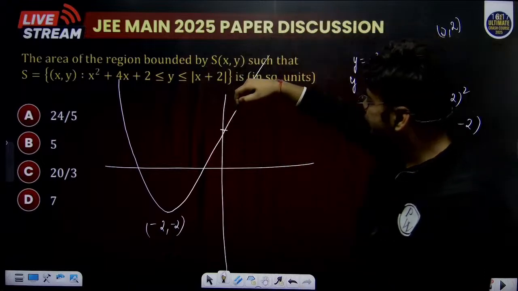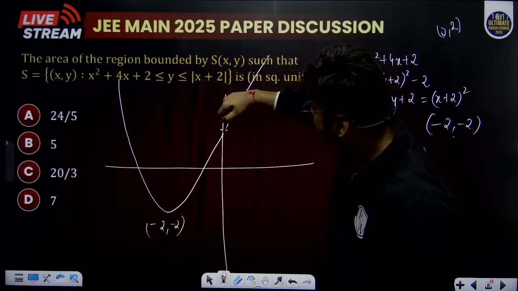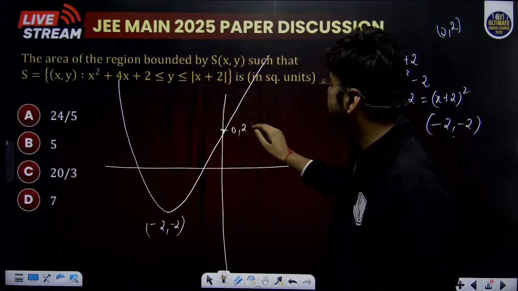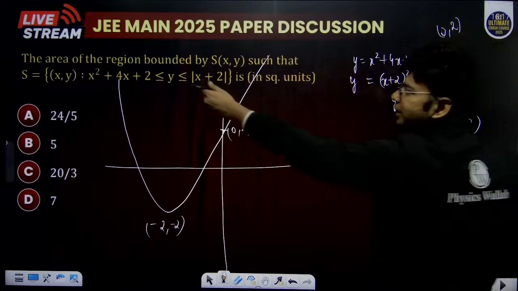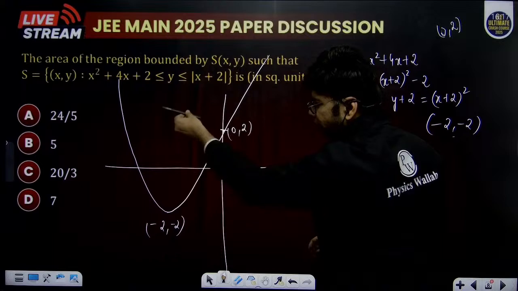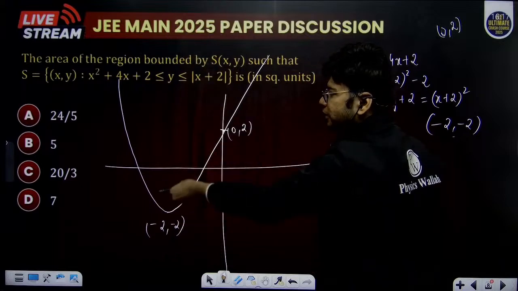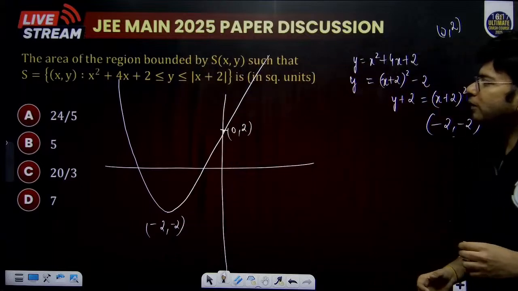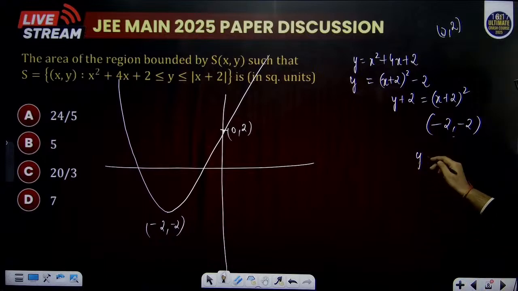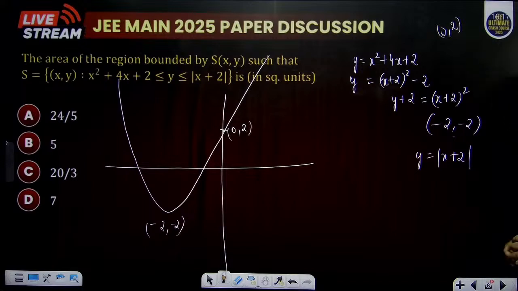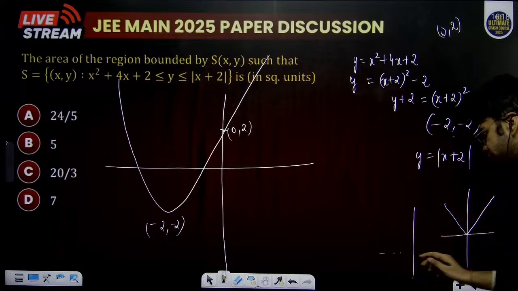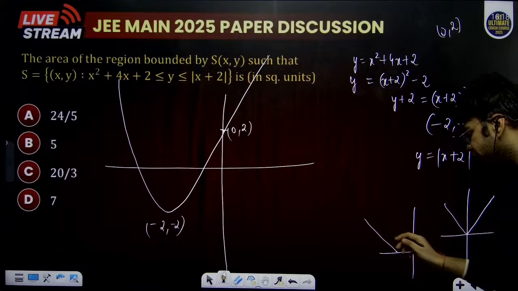So this will be my graph, this point is 0 comma 2. So this will be my graph of this function. Now my y should be greater than this. So that means y will be lying in this particular region. Now coming to the next graph, y equal to mod of x plus 2. So what is the graph of y equal to mod x? Like this. Now the graph of mod x plus 2 will be shifted 2 units towards left. So I'll get something like this.